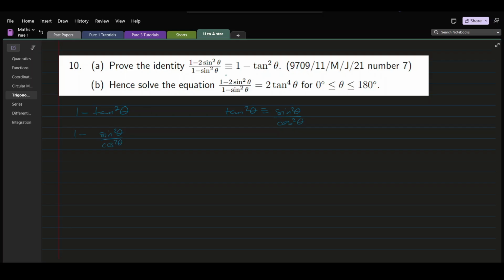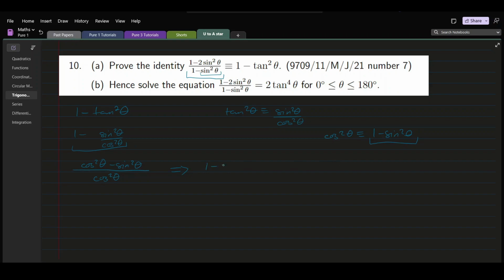Now notice how on the left hand side we have one single fraction, so that means we need to combine these two to become one fraction by giving them a common denominator. So that's cos squared theta, and our numerator becomes cos squared theta minus sine squared theta. We can use the identity cos squared theta is identical to 1 minus sine squared theta, because we're trying to end up with these sine squared thetas over here. So wherever there's a cos squared theta, you're going to replace it with 1 minus sine squared theta.